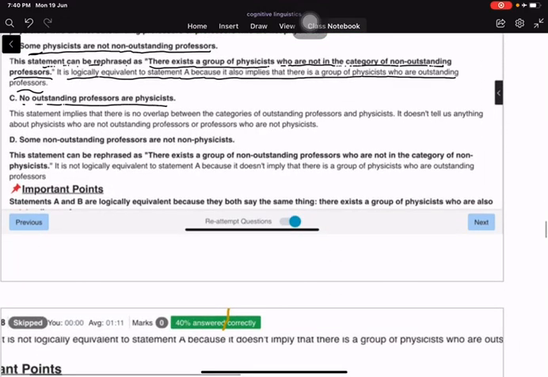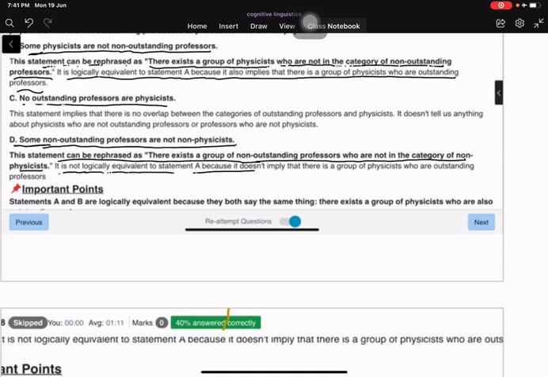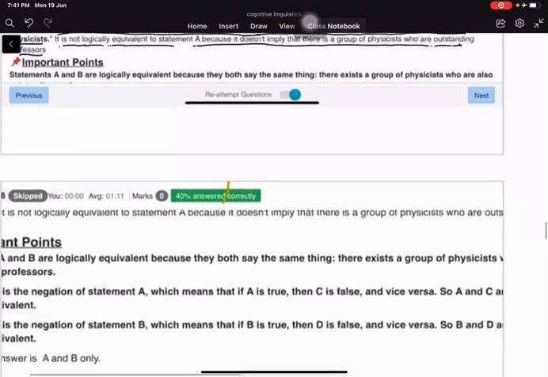No outstanding professors are physicists, and D, some non-outstanding professors are not non-physicists. This statement can be rephrased as: there exists a group of non-outstanding professors who are not in the category of non-physicists. It is not logically equivalent to statement A because it doesn't imply that there is a group of physicists who are outstanding professors.